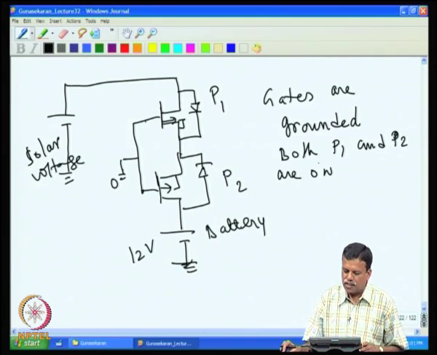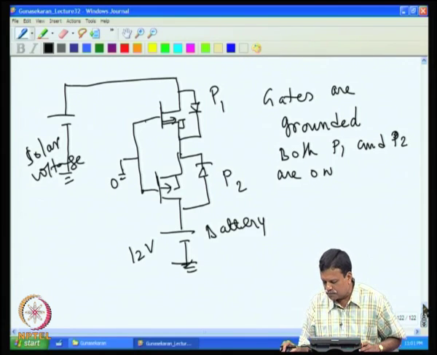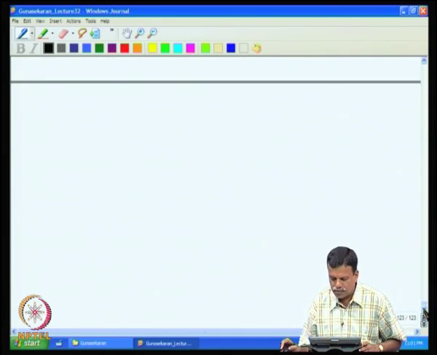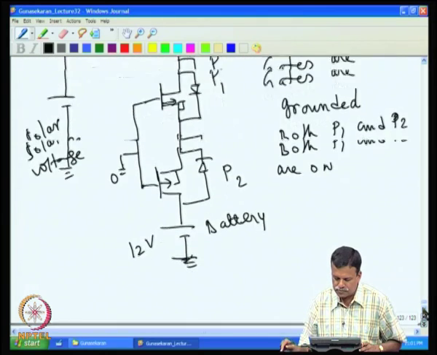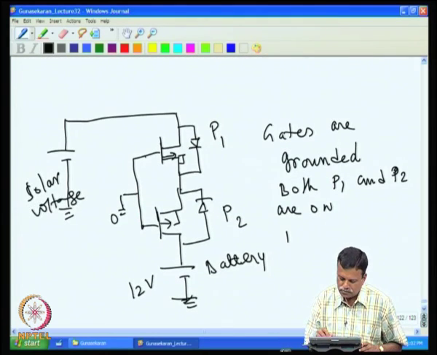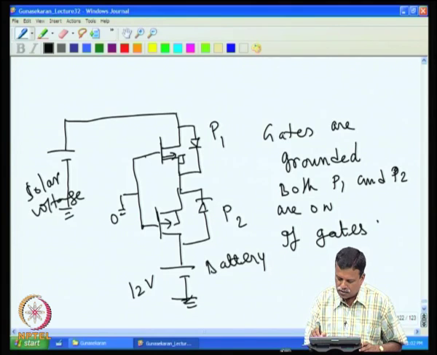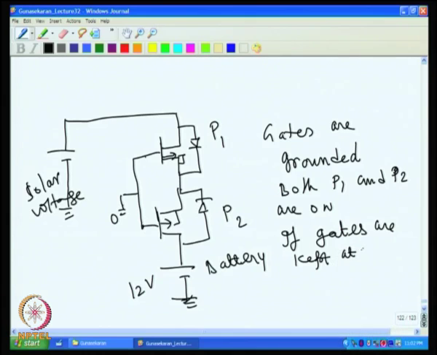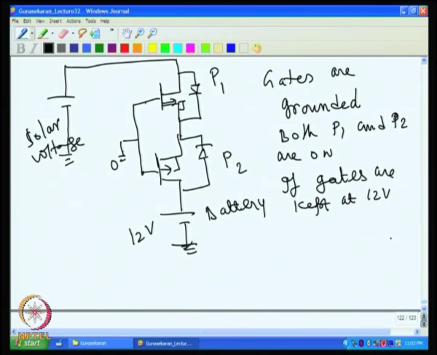Similarly, if I give the gate 12 volt, if the gates are kept at 12 volt, then P1 and P2 are off.